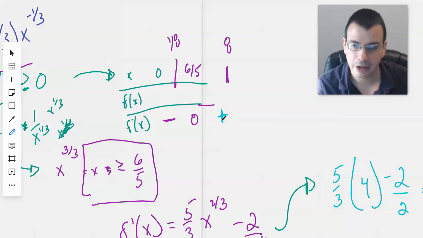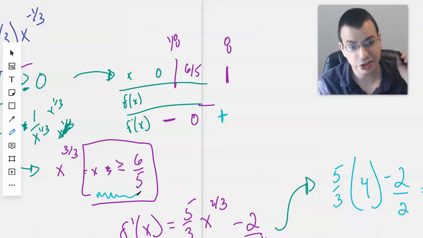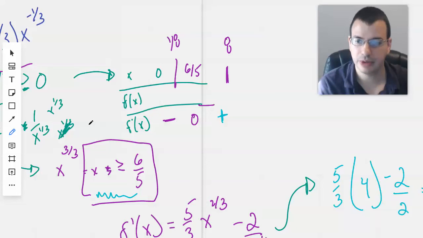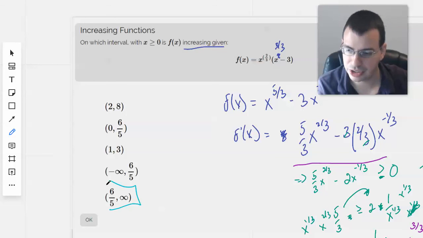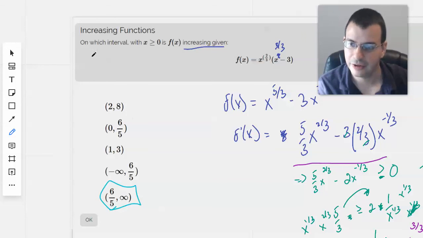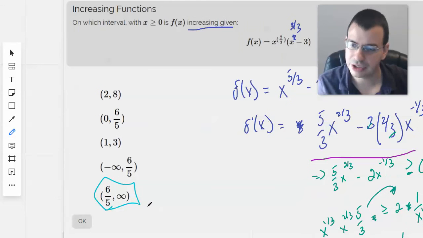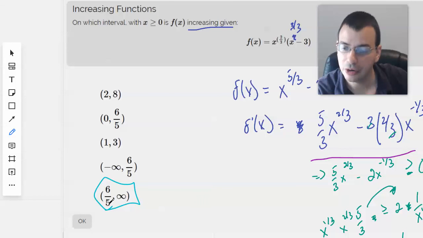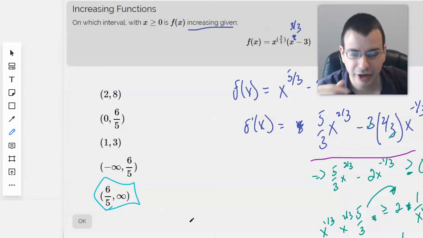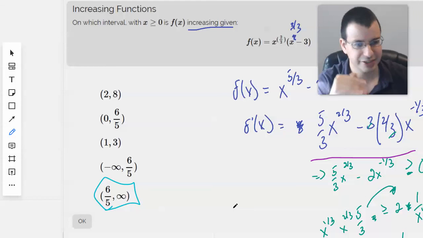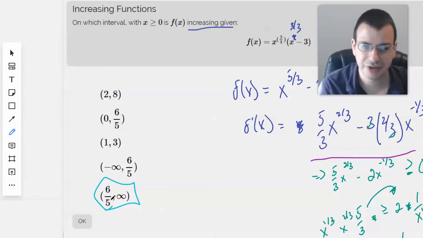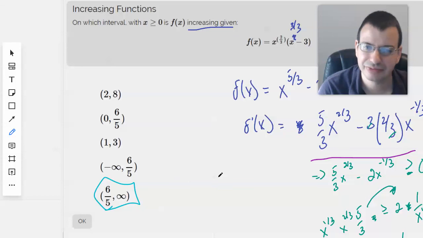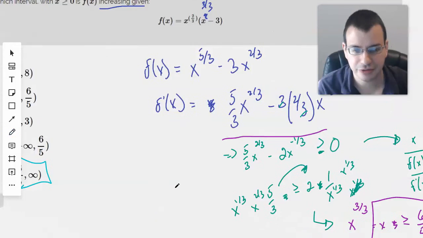So as we already found, when x is greater than or equal to 6/5, it'll be increasing. So we have this one right here, 6/5 to infinity, non-inclusive. Interesting. It's kind of ambiguous if it's actually considered increasing or not at 6/5 because it's flat. But here in the answer they have non-inclusive, so it's a non-issue. 6/5 is not actually counted. Kind of cool. Okay, so that's how you do increasing versus decreasing.